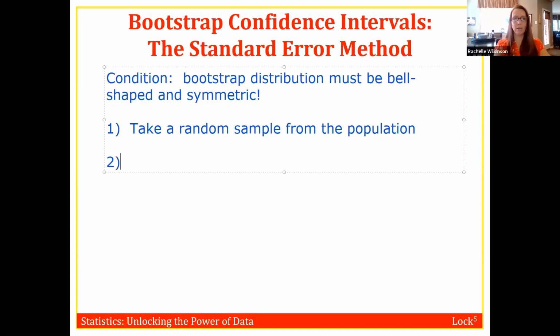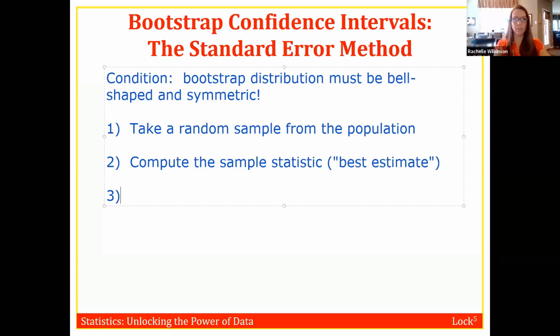Once we've taken our random sample from the population, we're going to compute the sample statistic. And remember, we keep calling the sample statistic the best estimate for the parameter. Once we've computed our sample statistic, the next thing we're going to do is use StatKey to construct a bootstrap distribution. So we're going to use StatKey to take lots and lots of bootstrap samples, calculate all those bootstrap statistics, and then come up with this lovely bootstrap distribution.